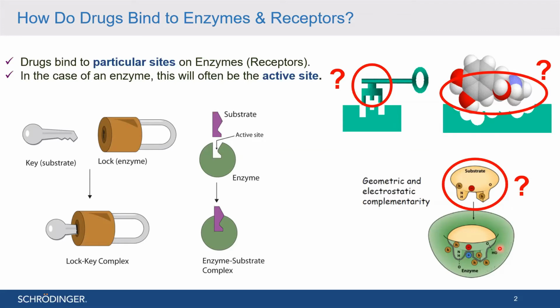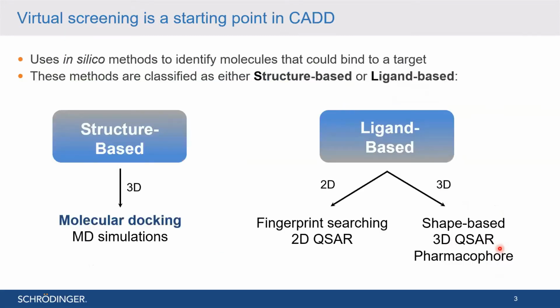Consider the Schrodinger suite as a molecular microscope. It allows you to see what is inside the lock, what is inside the protein structure. And with the help of that, we proceed further with the designing of molecules. Even computer-aided drug designing is a vast field. There are many things which are involved in it.